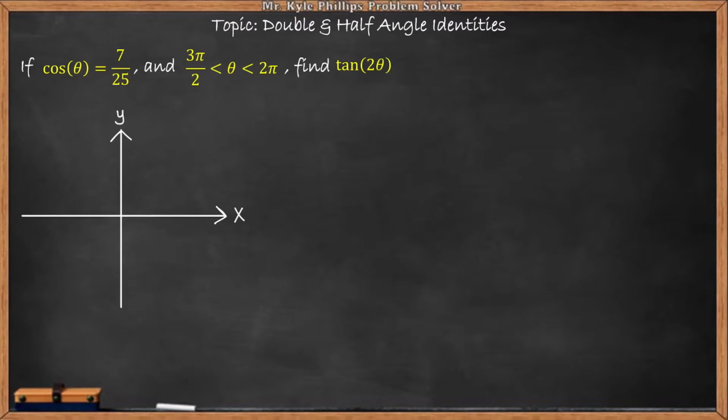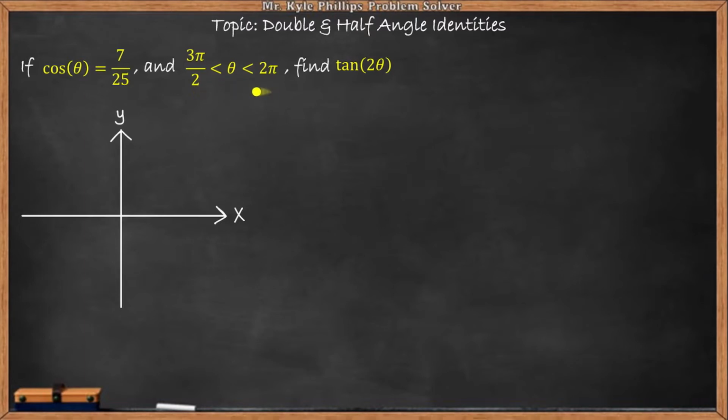So here it says if cosine of theta is 7 over 25 and theta is in between 3 pi halves and 2 pi, find tangent of 2 theta. So this isn't going to be too bad. They give us a ratio right here and they tell us what the reference angle is.